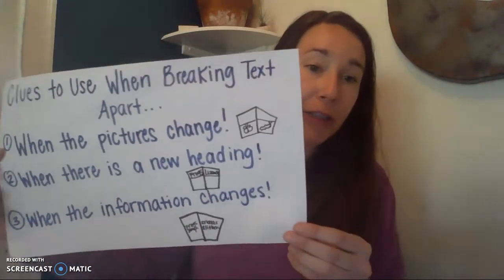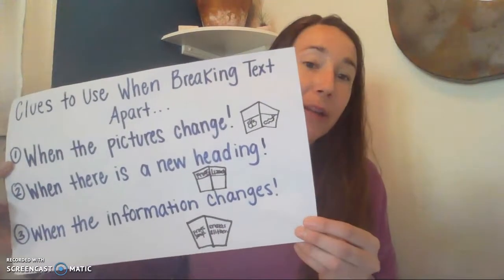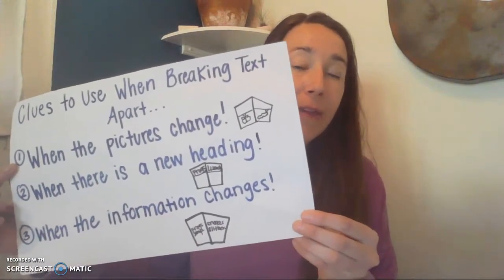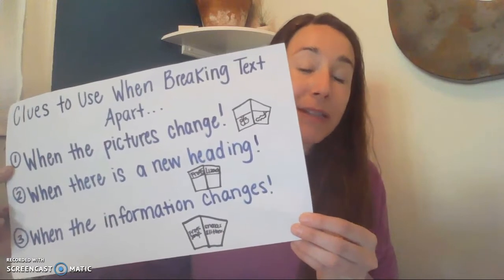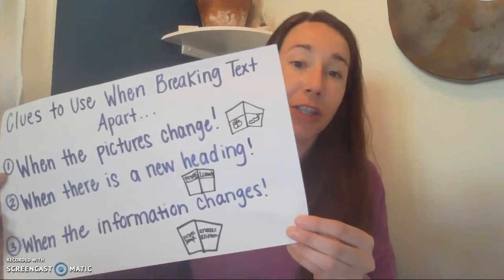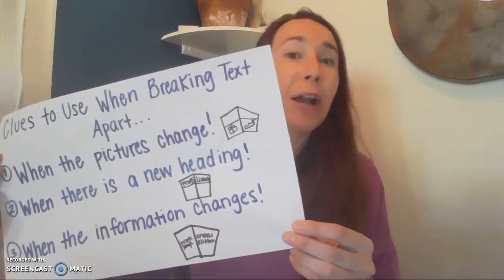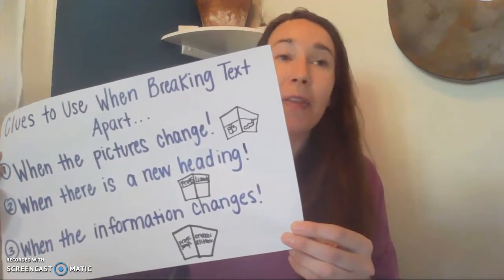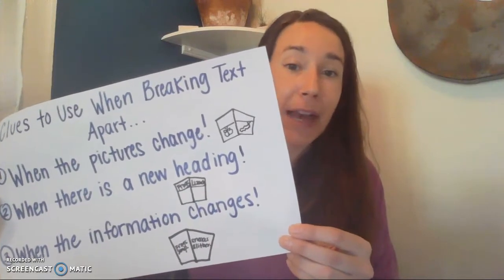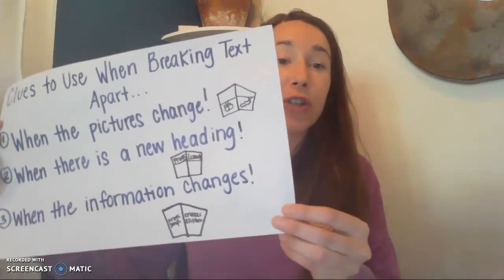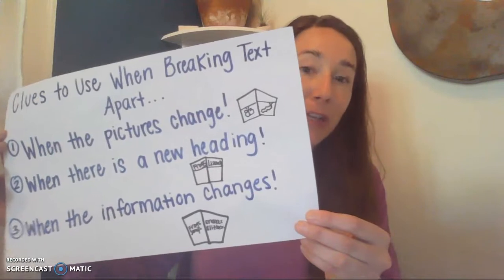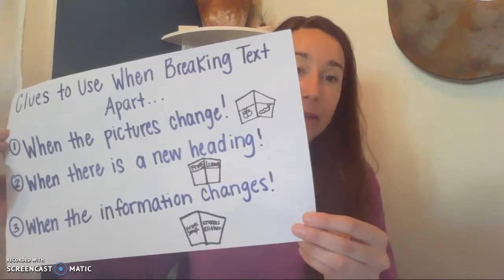So the first clue that a reader can use to break apart the text is noticing the pictures and when the pictures are changing. So for example, if we had a picture of a butterfly on one page, and then we had a picture of a caterpillar on the next page, we know that those are 2 different sections because the pictures are of 2 different things.